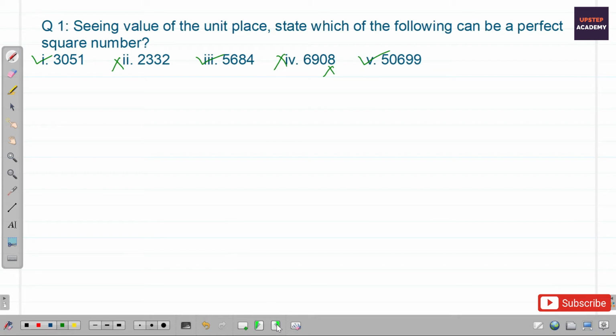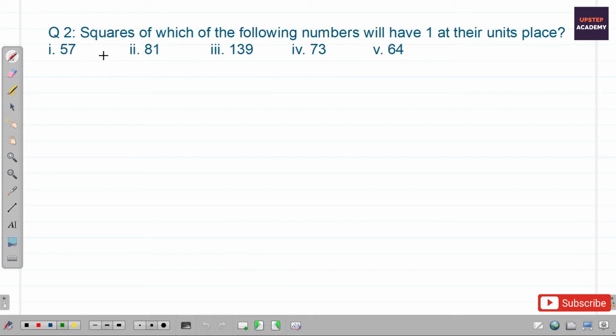Let's go for another question. Question number 2 is: squares of which of the following numbers will have 1 at their units place? You know that if 1 or 9 is present at the units place of any number, then the square will have 1 at the units place. So here it is 7, so it will not have 1 at the units place. Here it is 1, so definitely it will have 1 at the units place of this number's square. This will also have, this will not have, this will also not have.